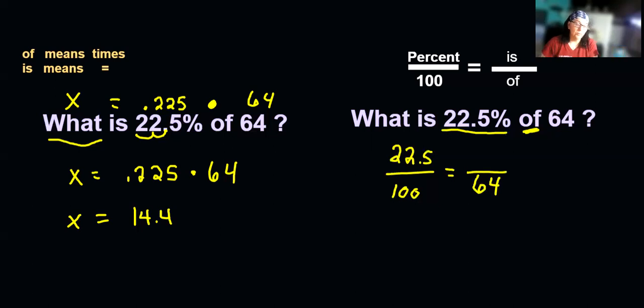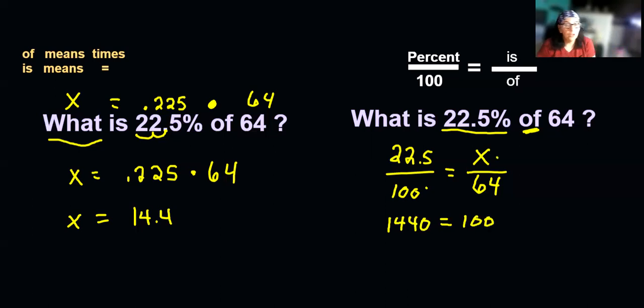So that's an X. How many of you remember how to solve a proportion? Remember, in a proportion, you have a fraction equal to a fraction, and you cross multiply. So that's what we're going to do. 22.5 times 64, and we get 1440 equals 100 times X, which is 100X.